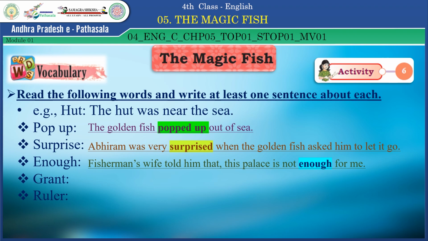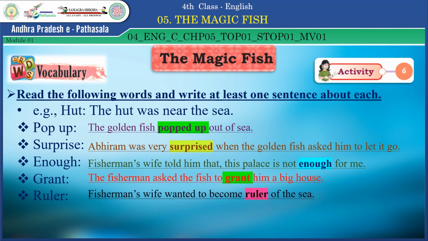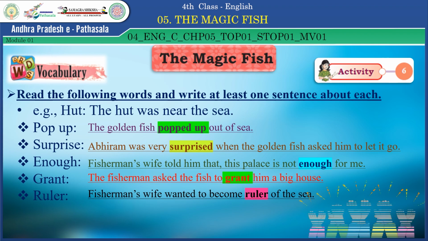Grant. The fisherman asked the fish to grant him a big house. Ruler. Fisherman's wife wanted to become ruler of the sea. Well done, children. You are brilliant.